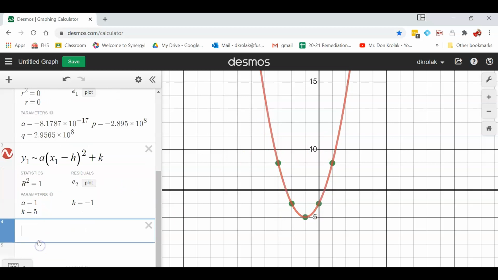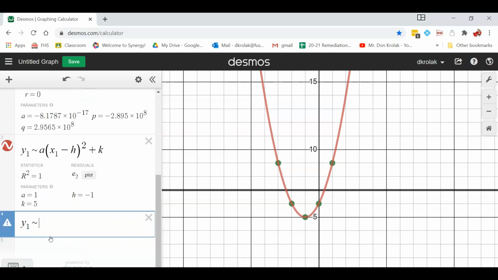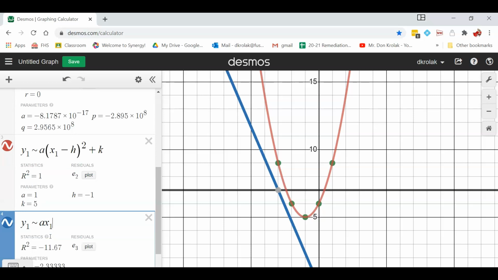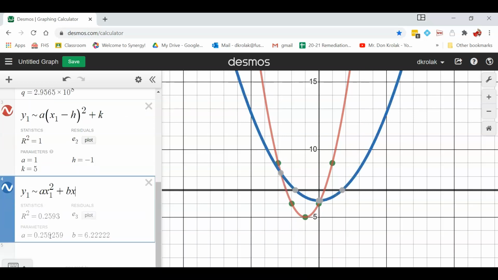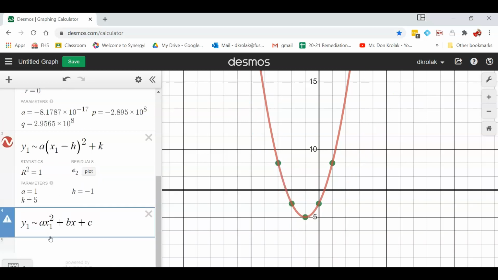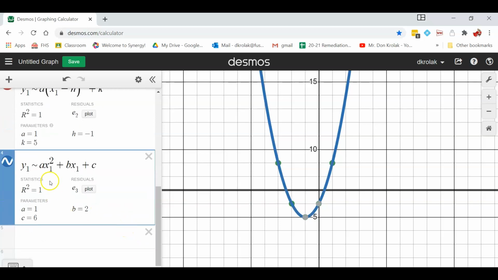And then the other one would have been y1 squiggle ax1 squared plus bx plus c. Forgot the x1. See, and that's another perfect fit. So you should get A is 1, B is 2, C is 6. Anybody need help with getting that on?